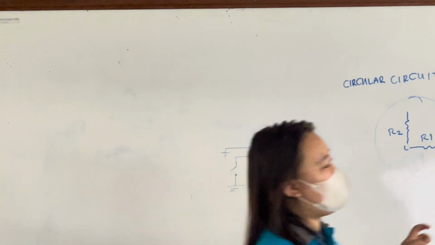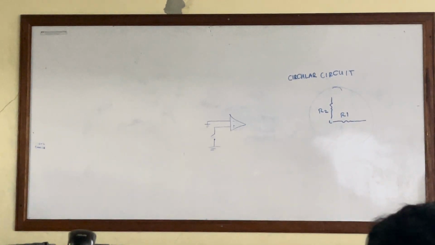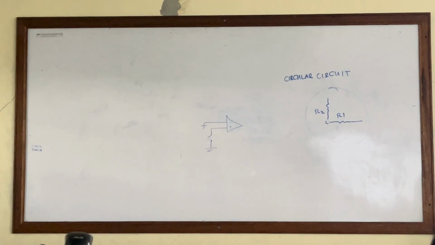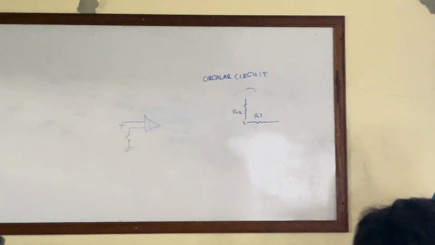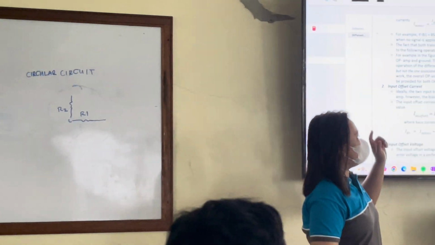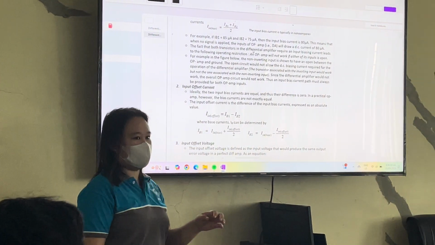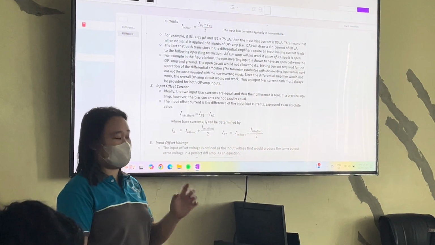Now, we have the next parameter: the input offset current. Ideally, the two input biasing currents are equal because they are assumed to be perfectly matched, and thus their difference is zero. Since they are matched, the difference is zero.